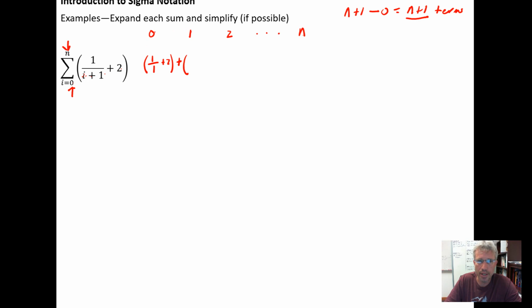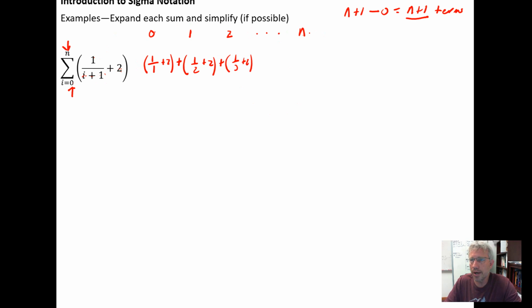I plug 1 in. I get 1 plus 1 is 2 in the denominator, so I get 1/2 plus the 2 again, plus increment 1 to get 2. 1 over 2 plus 1 is 3. 1 over 3 plus 2 is the next term.